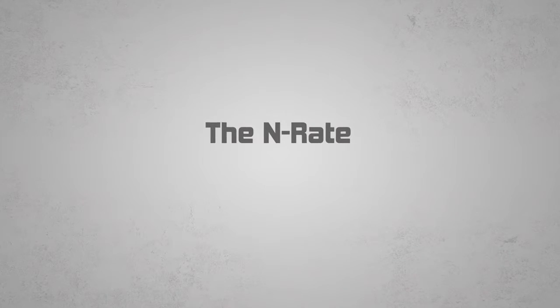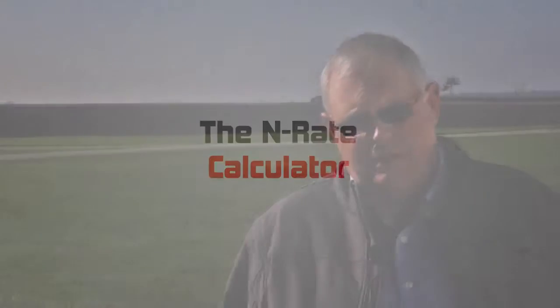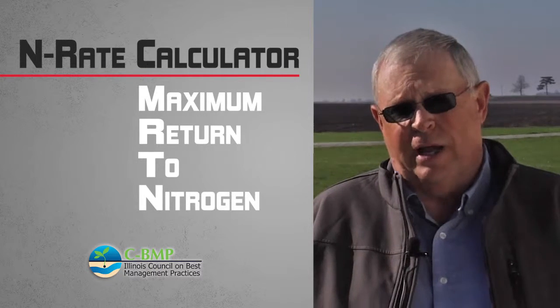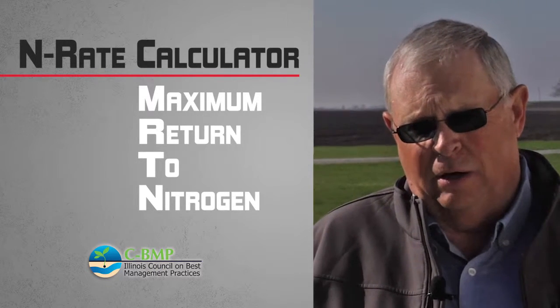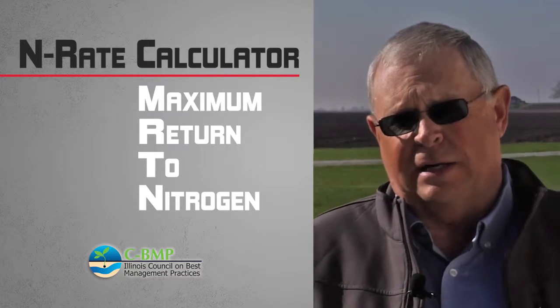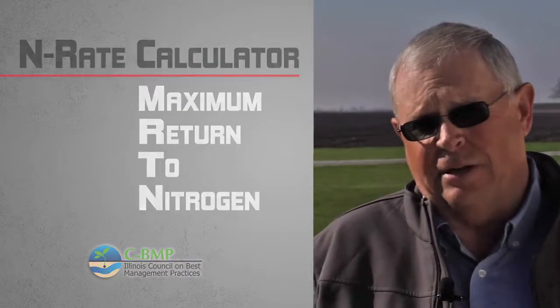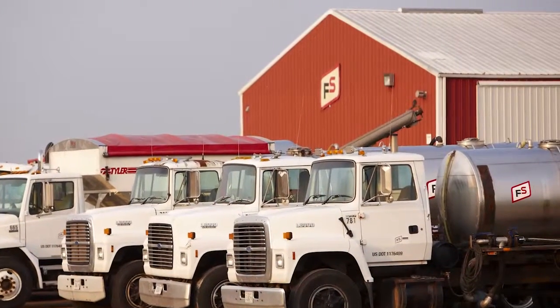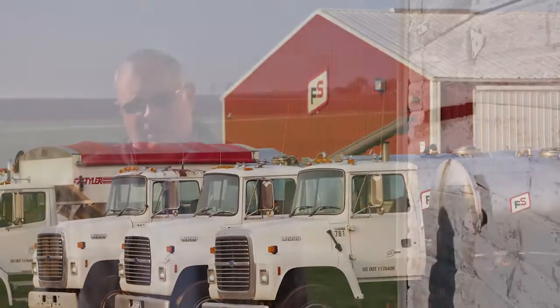And then as far as nitrogen goes, what I like to see is a person use the MRTN, maximum return to nitrogen, N-rate calculator that's available on the Illinois Council on Best Management Practices website. Utilize that to manage your nitrogen application. We've actually got some dealers, and Evergreen FS is one of them. Todd Wibben has taken the N-rate calculator that we've put out, and he's utilizing it to do nitrogen plans on a field-by-field basis for his customers.